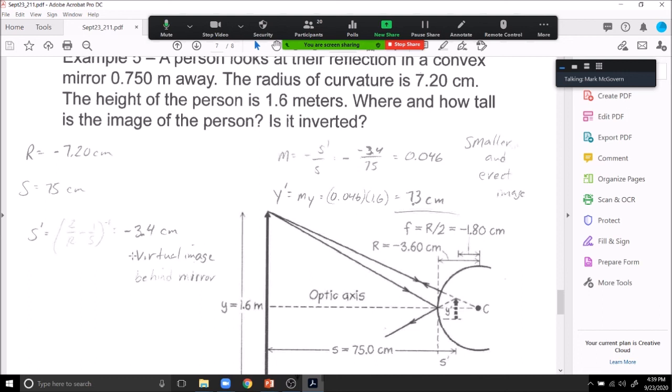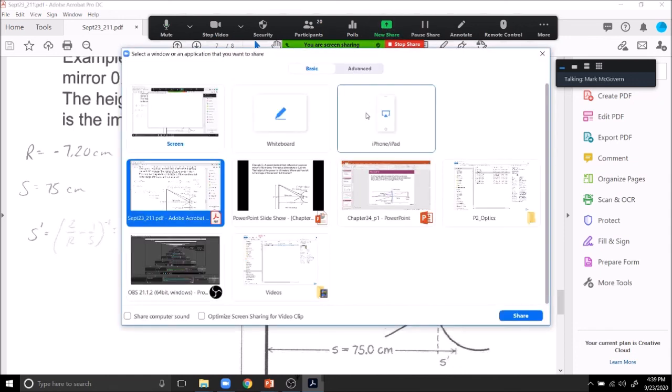So let's interpret everything. We get a negative value for S prime. It's a virtual image behind the mirror. The object will look smaller, and because the magnification is positive, it is an upright image. So if you have this setup here, that's what you're going to see in that mirror. So that's cool. That's cool.